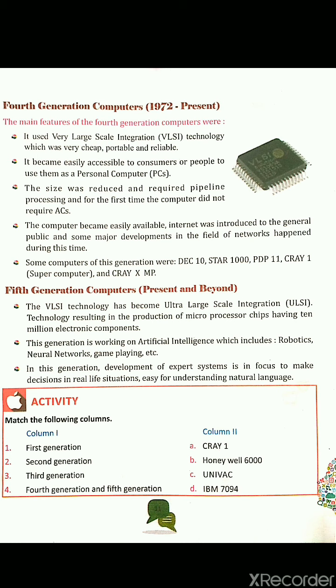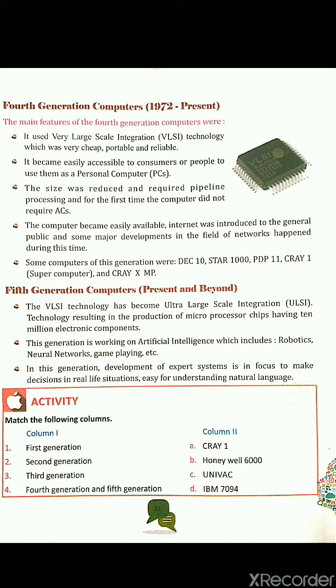Now in this generation, computers became available for a common person to purchase, and the internet was also used by the users. The examples of the fourth generation computers were DEC 10, STAR 1000, PDP 11, Cray 1, which is a supercomputer, and Cray XMP.